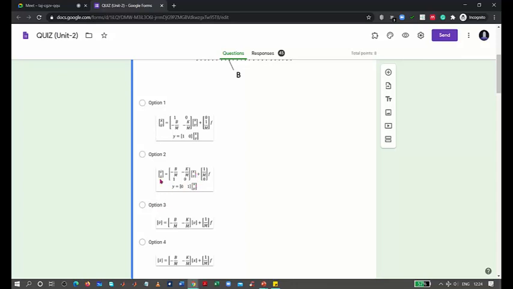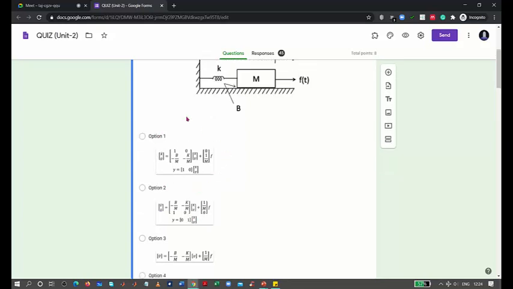So this is an incorrect way of representing state variable representation. So this option is also incorrect. So the option that you're left with should be option 1. So this was the correct answer.